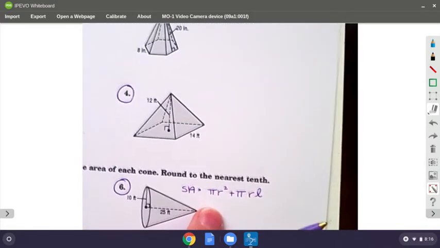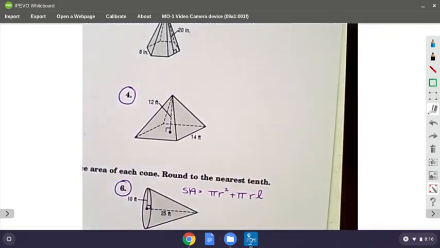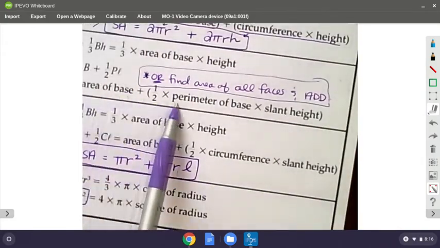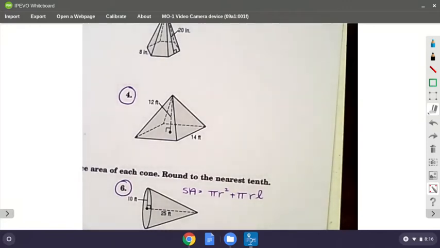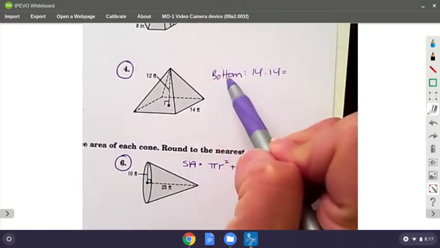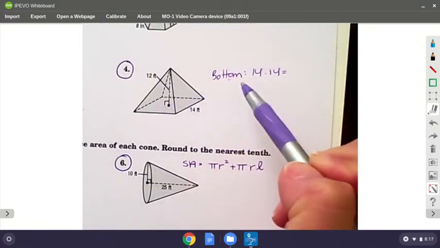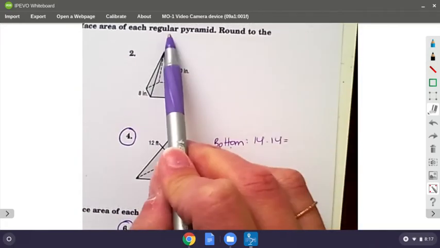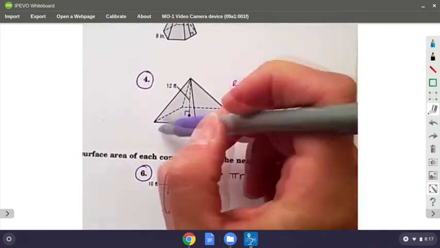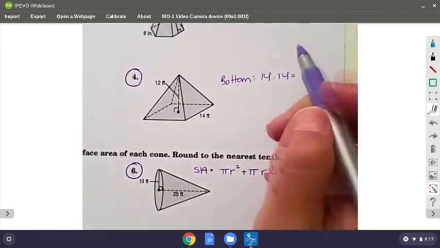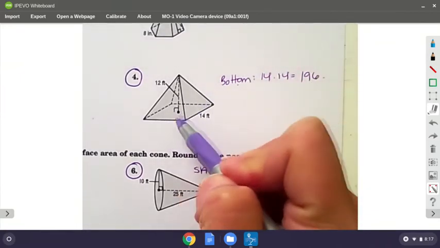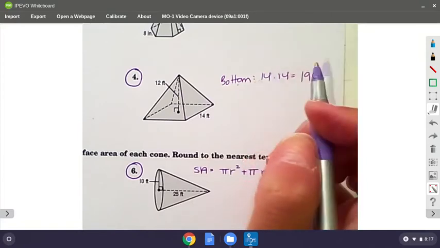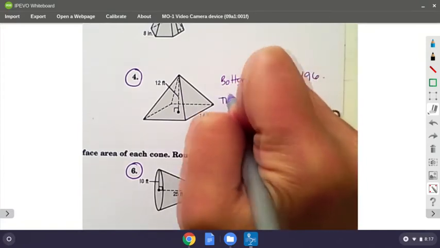So here's a pyramid. Remember, this was the one that I said there was this formula here, but I'm not really familiar with that formula, so I don't want to use it. Okay, so the bottom of the pyramid is a square, and I know that because it says it's a regular pyramid, by the way. Typically, they would mark it. So 14 times 14, that's 196. And then since the bottom is a square, all of the triangles are going to be the same. So there's going to be 4 triangles.